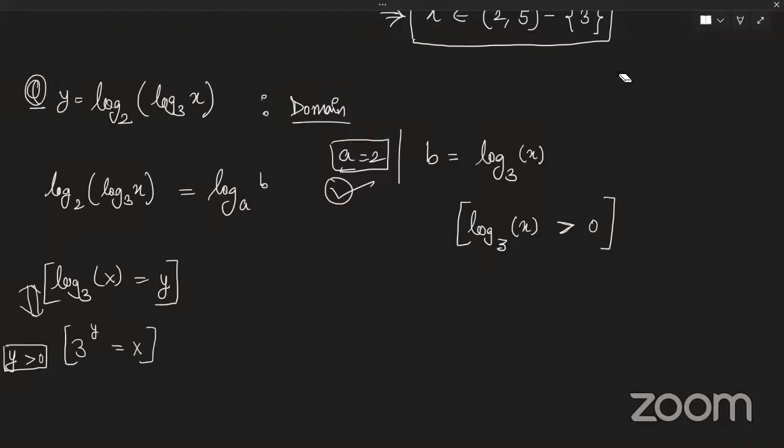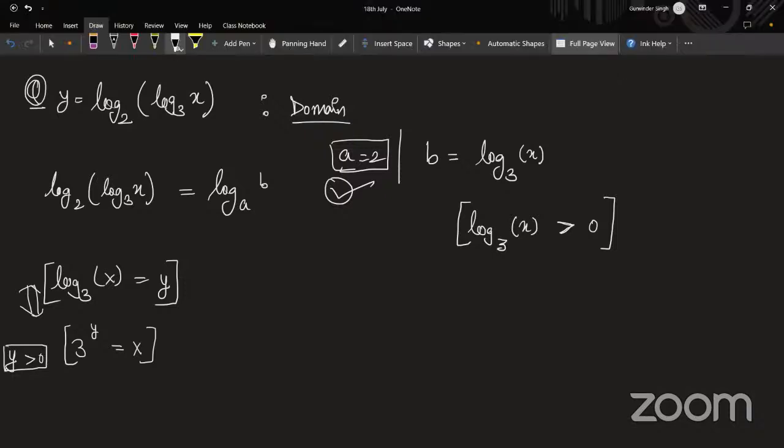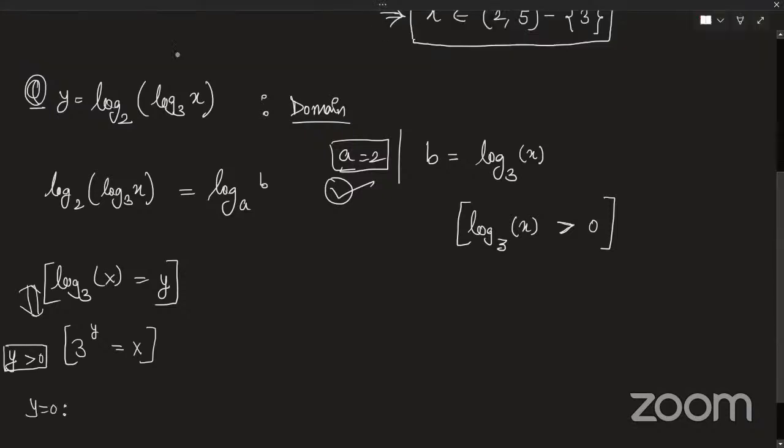Are you there? Bhavna, Gayatri, Ashrita, tell me. See, 3 raised to y is x, okay? 3 raised to y is x, correct? And I'm telling you, y value has to be greater than 0. So tell me, if y is equal to 0, so how much is x? X is 1. You told me exactly correctly.